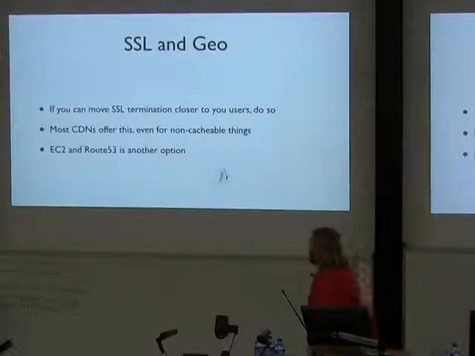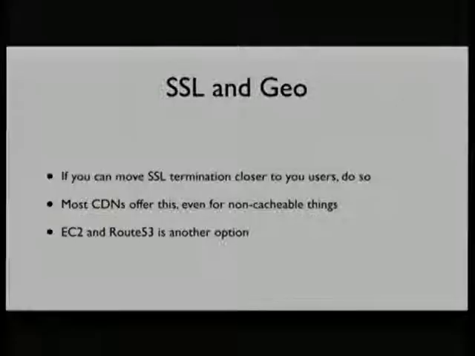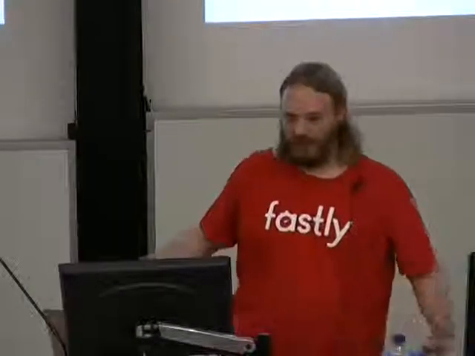So if you can get it closer to your users, that's great. With ELBs, sometimes you can use an Amazon location closer to you and forward remotely. Most CDNs will do this. We, of course, do this at Fastly. Akamai sells this as their DSA product.